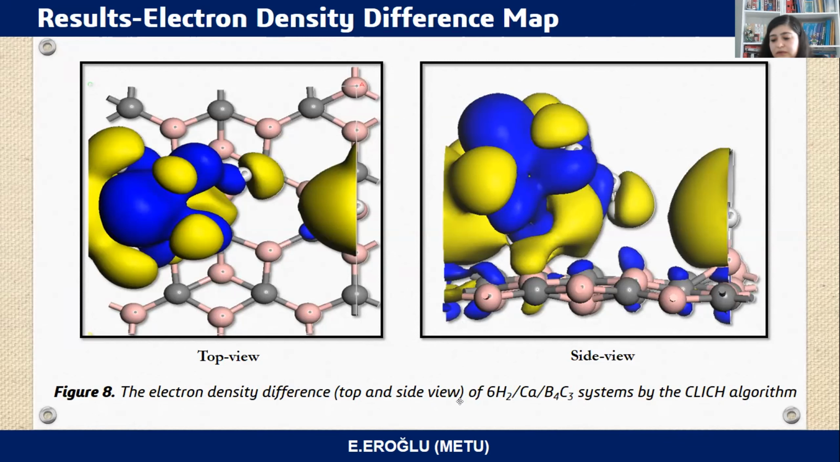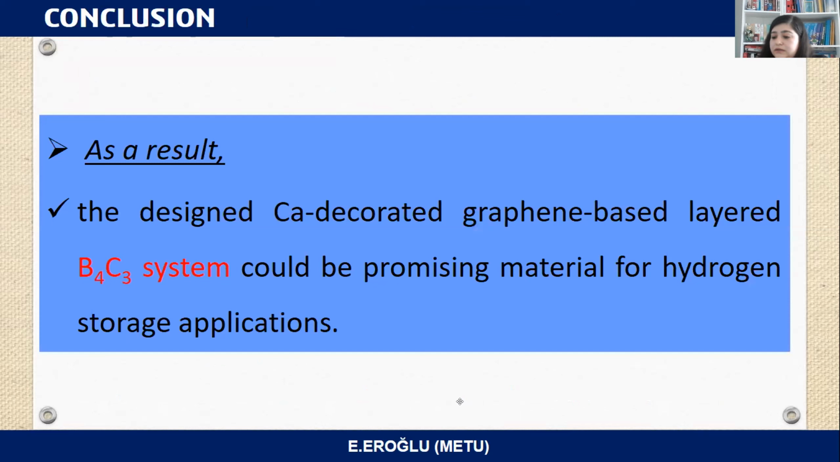As can be seen from these colored regions, we can say that the calcium atom exhibits an electron donating behavior and the layer exhibits an electron accepting behavior. However, when the hydrogen molecules are carefully examined, it is seen that one side of the molecule is yellow and the other side is blue, or negative. From this point of view, we can say that hydrogen molecules are polarized. As a result, the designed calcium-decorated graphene-based layered semiconducting boron carbide system could be a promising material for hydrogen storage applications.